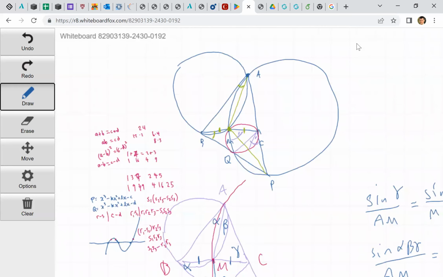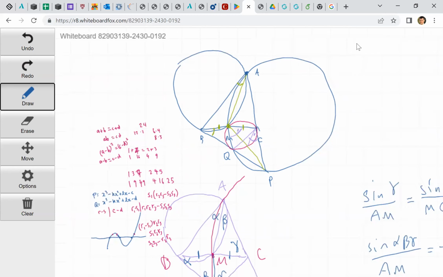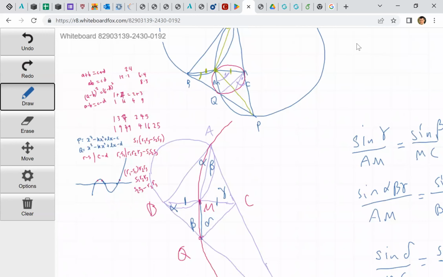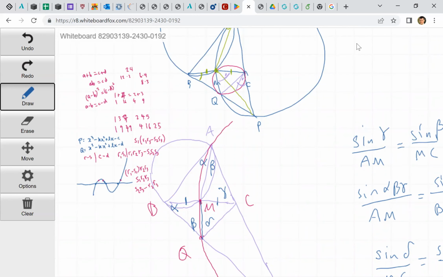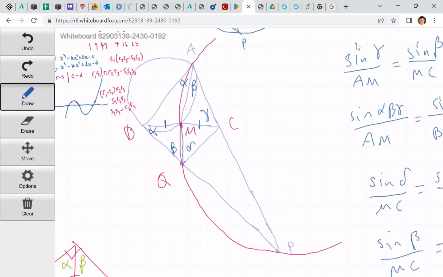Okay, so what is this? And the question asks you to show that the circle AQM is tangent to AC, is that right? Wait, isn't MCQ tangent to AC or something? MCQ. What's even that point? Oh, yeah, okay. Ignore that diagram then. Go back to this diagram. Prove line AC is tangent to circle... what circle?